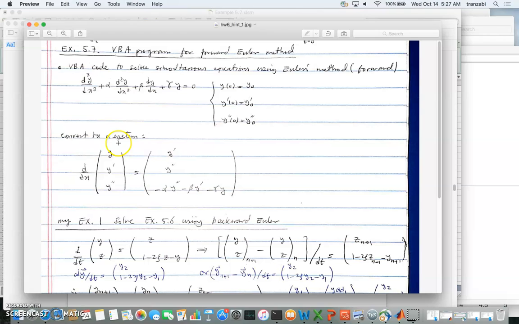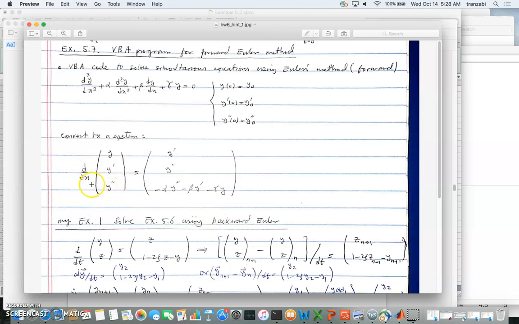Now to convert this, I assume y prime is a new variable, and then y double prime is also another variable. If I assume that these two are two new variables, then I can write this third order equation into a first order system. So this is just d dx, I don't have higher order. This is a new variable, and I know that dy prime dx is y double prime, but y double prime is also a new variable.